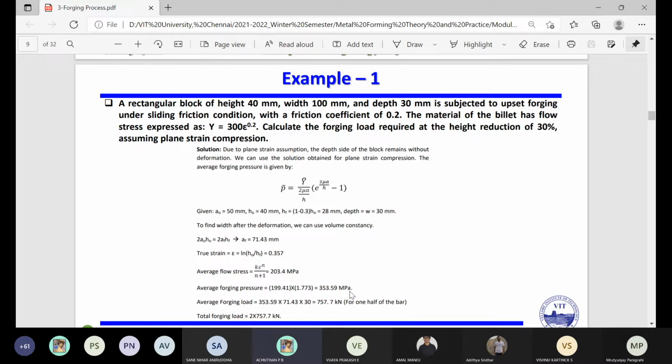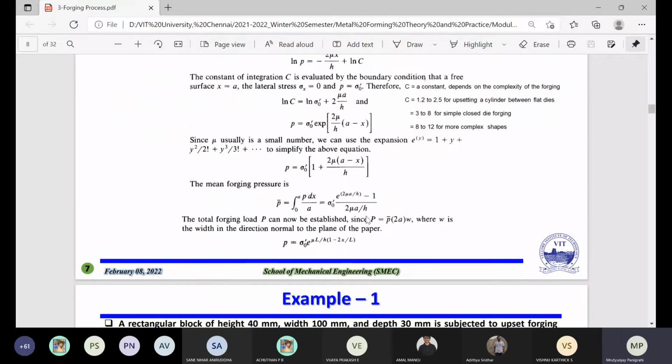So now last, you have to calculate the forging load, that means total forging load. You have the average forging pressure, so you can directly multiply by 2A. Here they have multiplied only the initial small a for average forging load. But for total forging load, the equation I have mentioned is P equal to P bar 2A into W. P bar you already got, A value you know, W you know, so you will find P. If it is asking average load, then you can consider only A instead of 2A, because half portion you are considering for average. If total, then 2A, right?